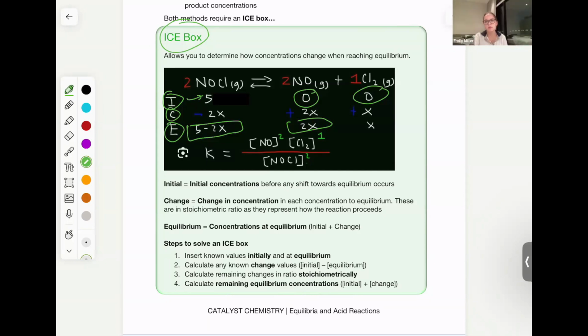Where I would say definitely don't do it in terms of moles is if they give you concentrations in the question to begin with. That makes no sense because you're converting them into moles and then putting them into the thing. In my view, that's more inefficient and you'll be wasting time.